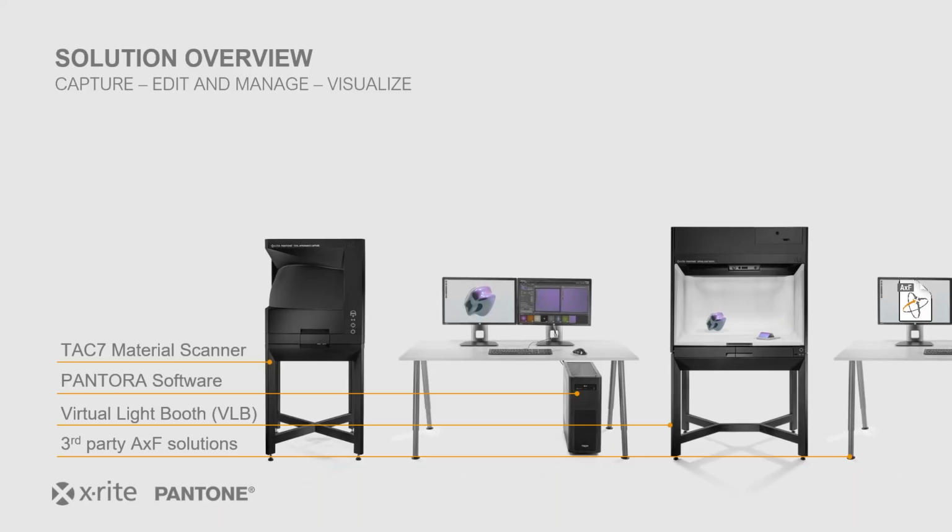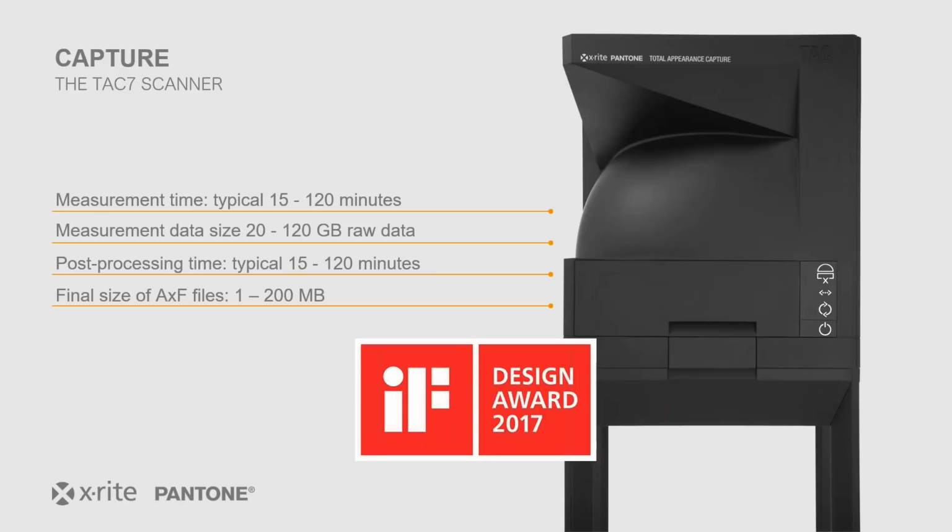Once that model is built, it can go one of two directions or both directions. The virtual light booth, which we also have as part of our ecosystem. This virtual light booth is capable of showing both the digital material and the physical material in the same lighting environment at the same time. And I'll talk a little bit more about that in just a minute. And then finally, we export these AXF files into other rendering applications such as KeyShot.